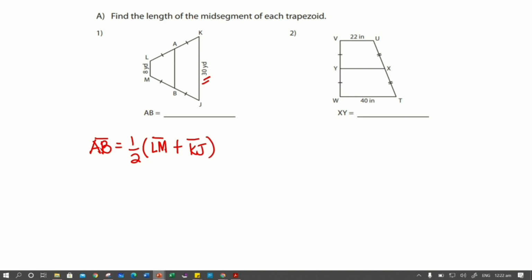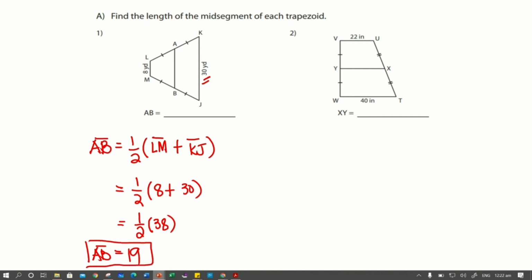Okay, now we apply substitution. So to solve for segment AB, or the mid-segment, that is 1/2 the length of LM, which is 8, plus the length of JK, which is 30. Okay, so we simplify first those inside the parentheses. That's 1/2 times 8 plus 30, we have 38. Then 1/2 of 38, the measure of segment AB is equal to 19. Okay, so that's how we solve for the mid-segment.